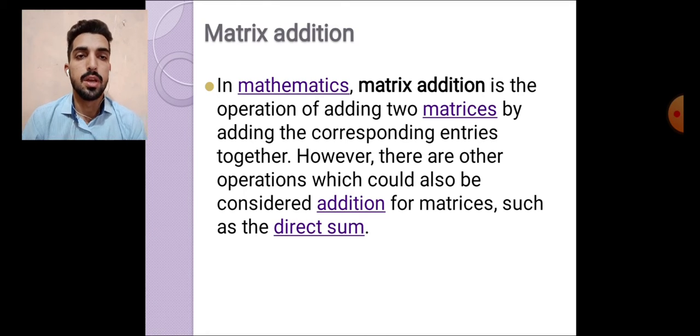Matrix addition. In mathematics, matrix addition is the operation of adding two matrices by adding the corresponding entries together. However, there are other operations which could also be considered addition for matrices, such as the direct sum.